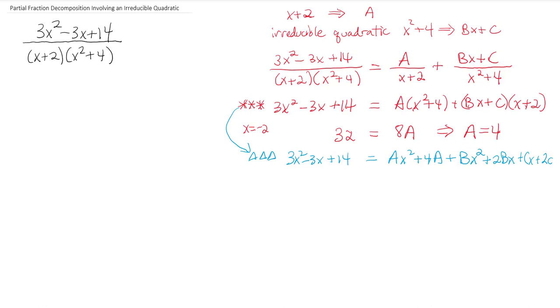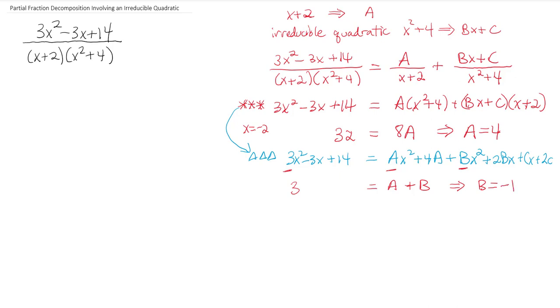So let's look at the coefficients in front of the x squared. We're going to perform a procedure called matching coefficients. The coefficient of x squared there is 3, which must equal what? A plus b. But you already know a is 4. So b must be -1.